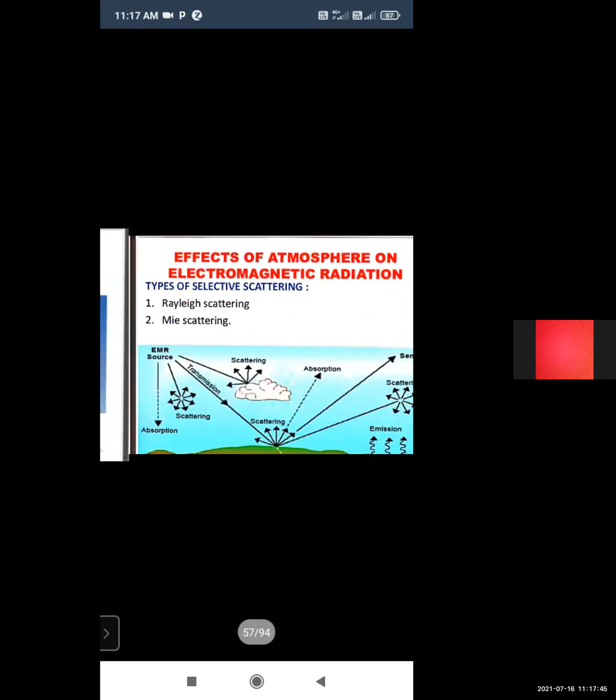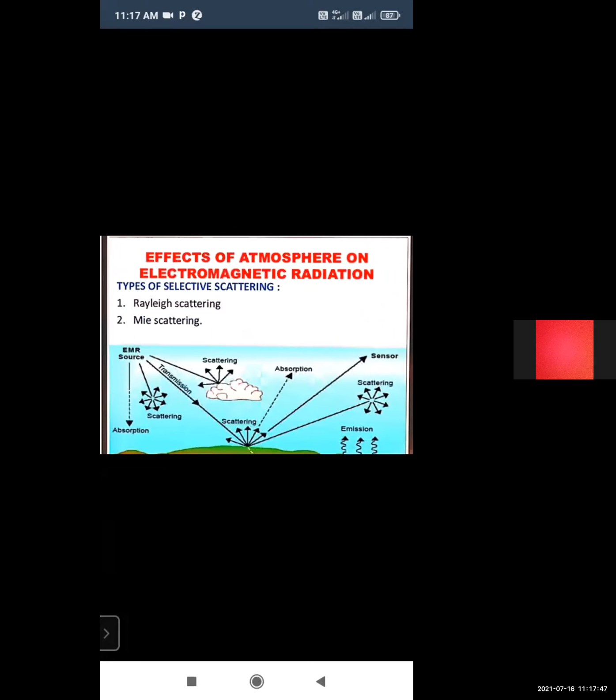So, effect of atmosphere on electromagnetic radiation. There are two types of scattering: selective and non-selective. Selective scattering also has two types, Rayleigh scattering and Mie scattering. So see the scattering process, the two types of scattering are shown here.